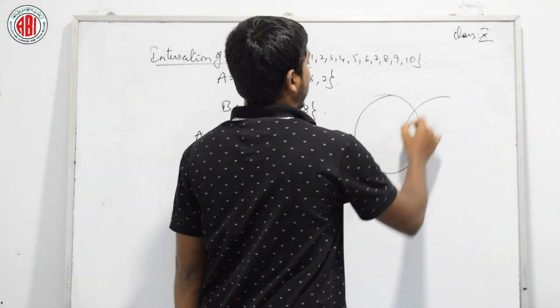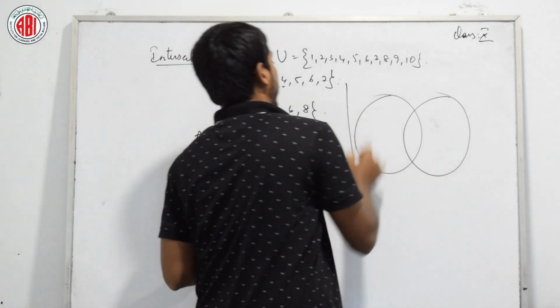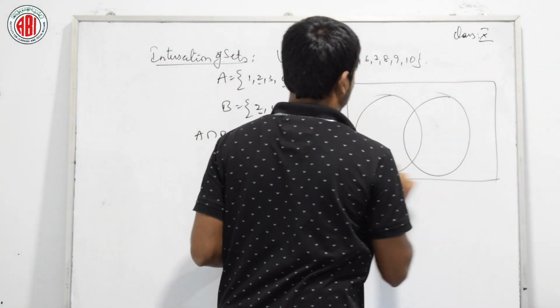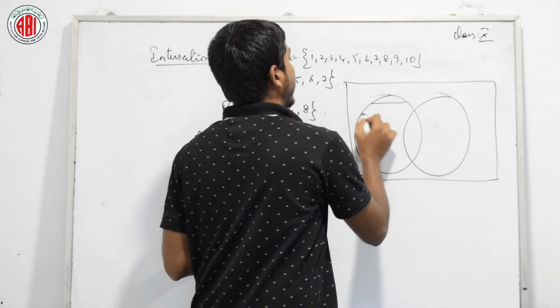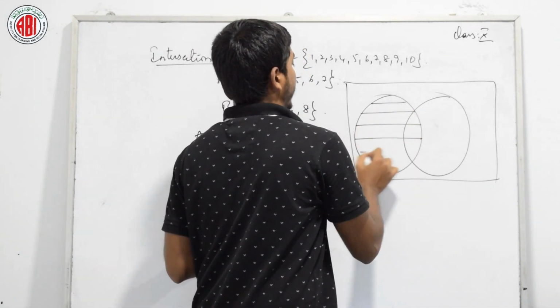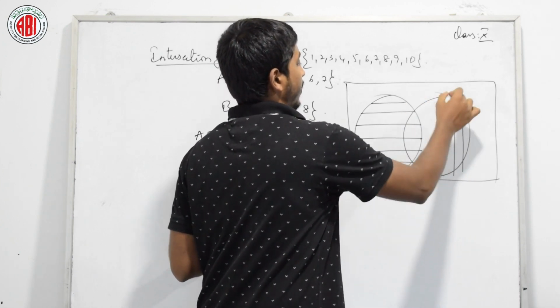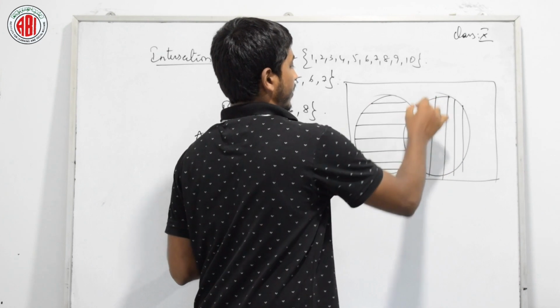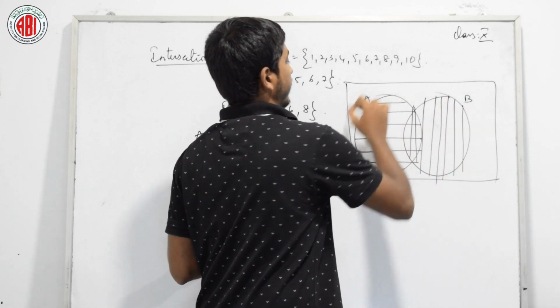This is A, this is B, isn't it? This is under some universal set U, right? Now if I have a set A, let me consider this as horizontal lines, then a set B, let me consider it as vertical lines, like this. This is set B, this is set A.